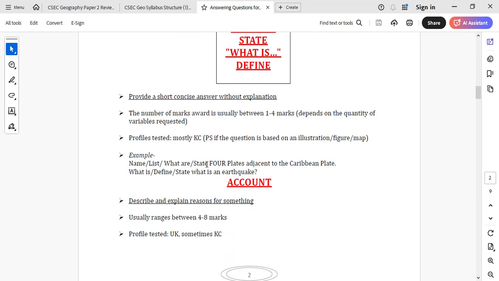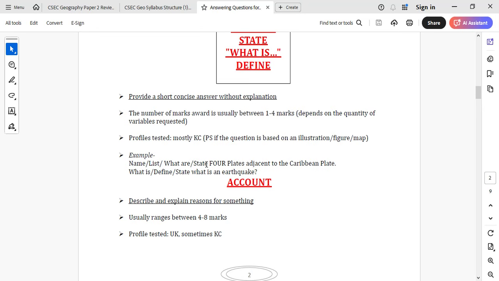Account. You might see the word account for a use of knowledge question. Account for the formation of volcanoes at plate margins. Basically, it is asking you to give the reasons why volcanoes are found at certain plate margins and why they're not found at others. Just a broad reason, right?